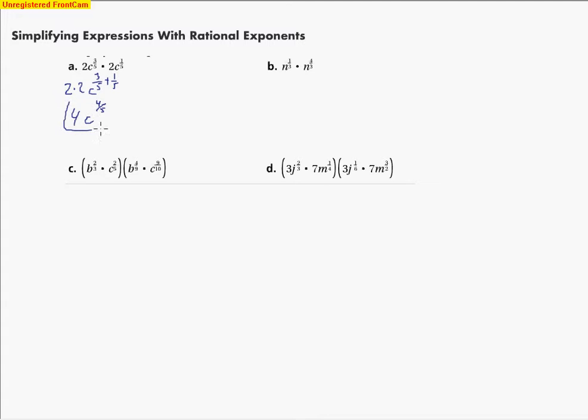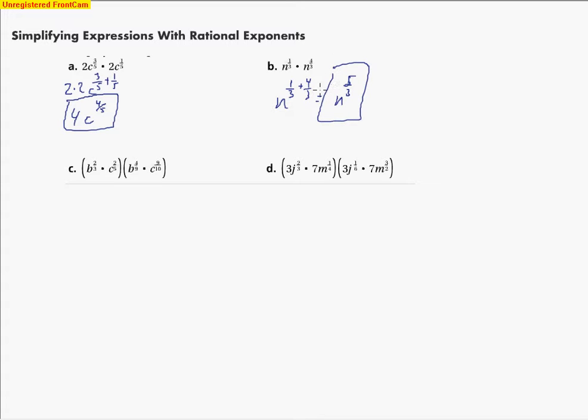And that's going to end up being simplified there. Looking at this next one, we see that we have n's: n to the 1/3 power and n to the 4/3 power. So we're going to add up those exponents. When I add up 1/3 and 4/3, that makes n to the 5/3 power. We're just going to leave the answer just like that.